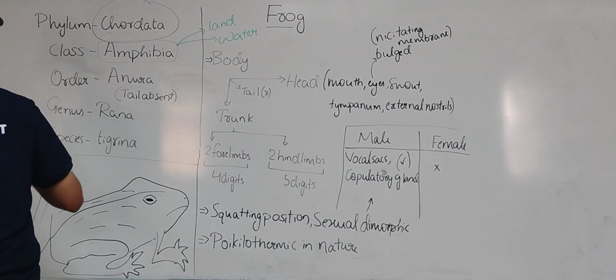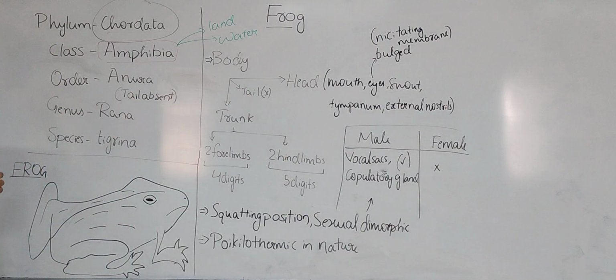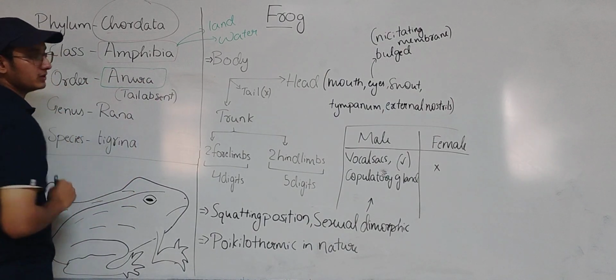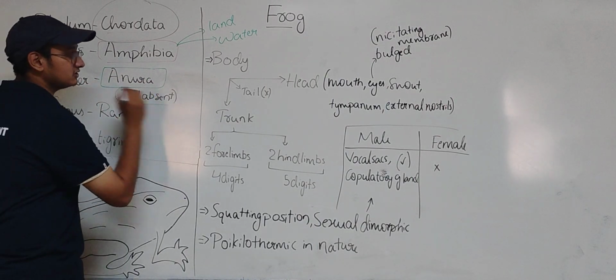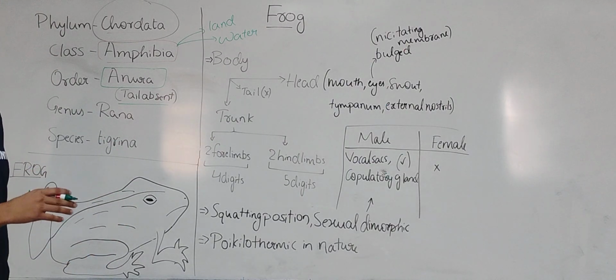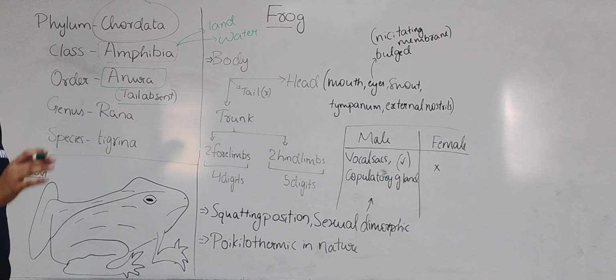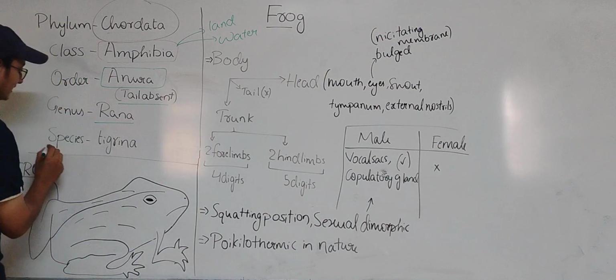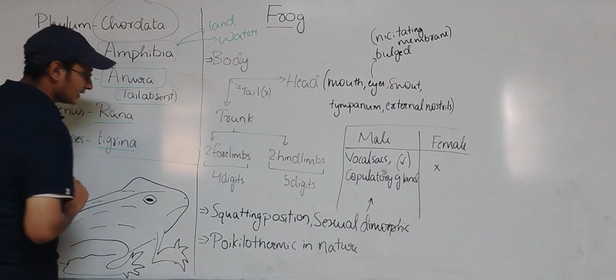And it is placed under the order Anura, which means the organisms which don't have a tail are placed under this category of order called Anura. Here the tail is absent in this organism. So if you see a frog, tail is absent in the adult frog. A tail is present in the larval stage of the frog. And then it is placed in the genus called Rana and species tigrina.